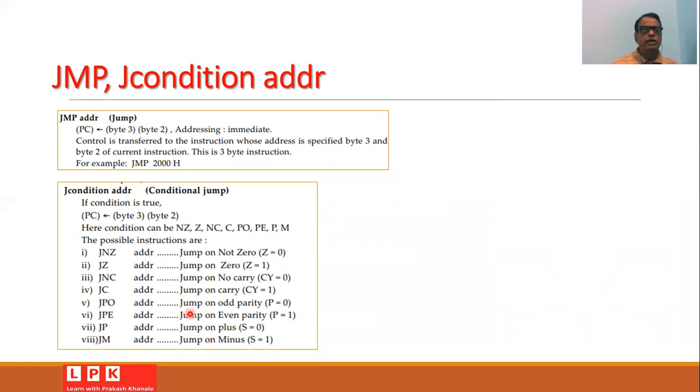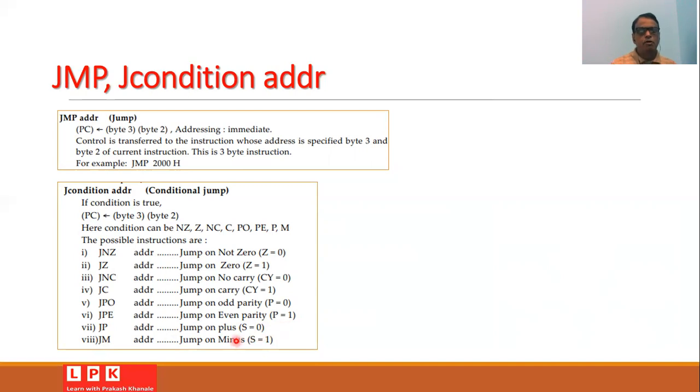Jump on odd parity, JPO followed by address. So the parity flag will be checked. If it is equal to 0, then the jump will take place. Jump on even parity, JPE followed by address. That is, when the parity flag P is equal to 1, then the jump will take place to the specified address mentioned in the instruction.